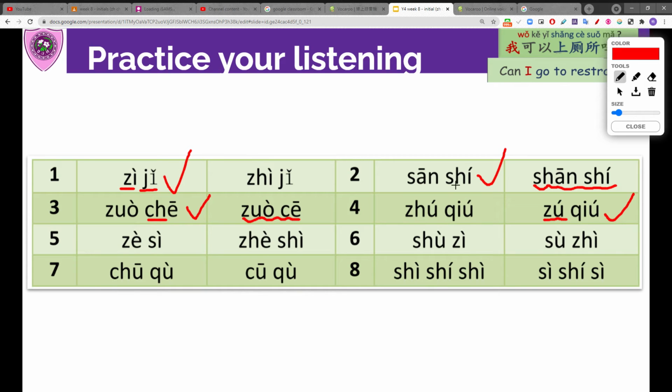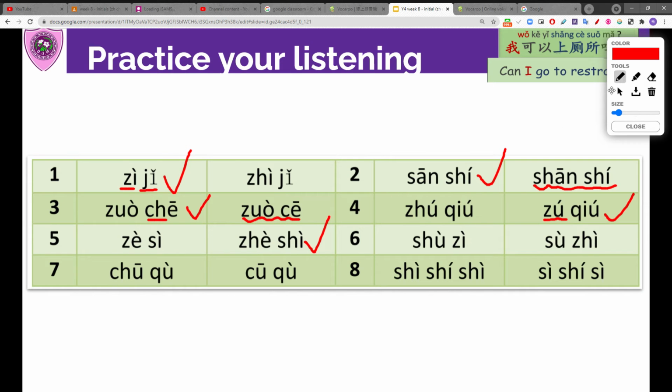Number 5, which one am I talking about? Which one is the pinyin of 这是? The answer is quite obvious. It is this one, on the right side. Because if I say the other way, it's different. Do you see these two? But these two, you need to roll up your tongue.